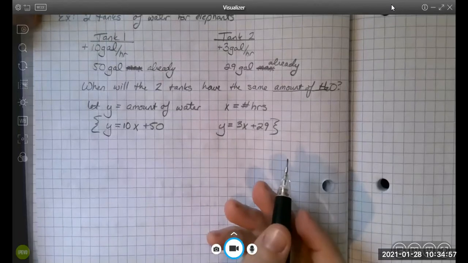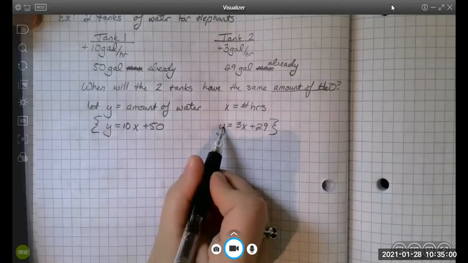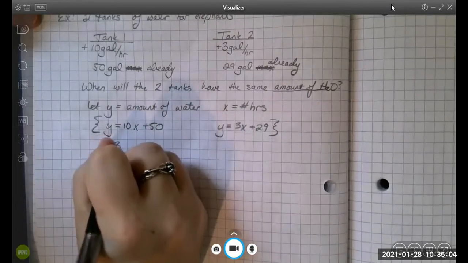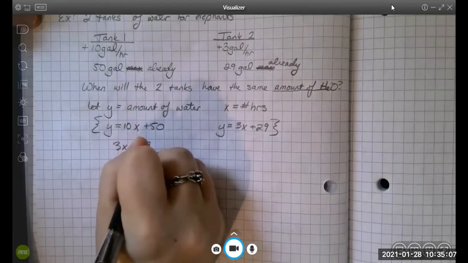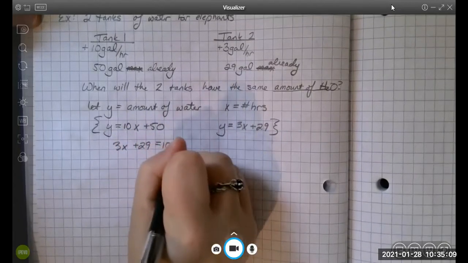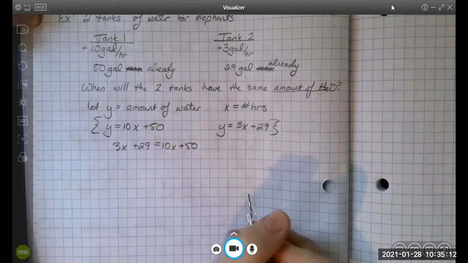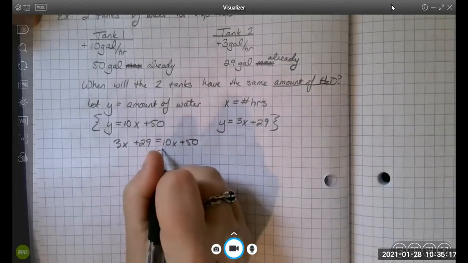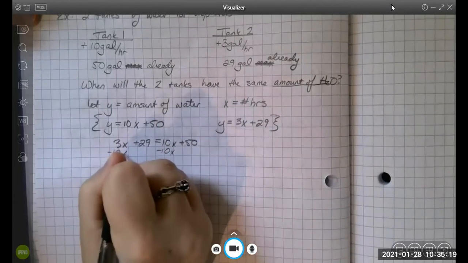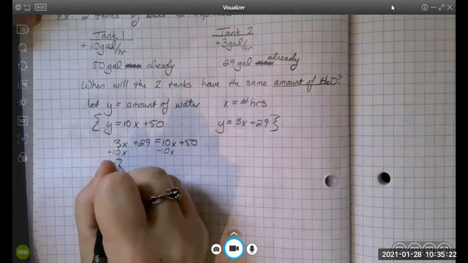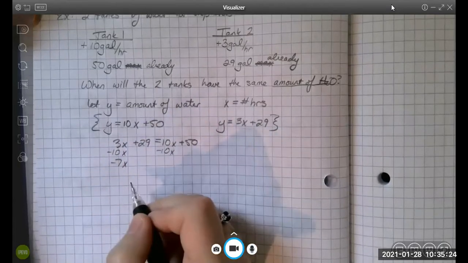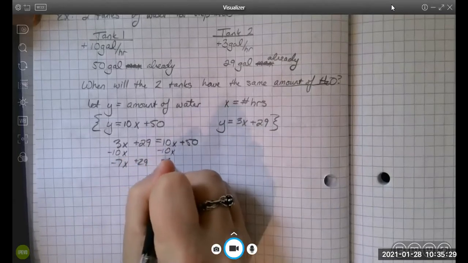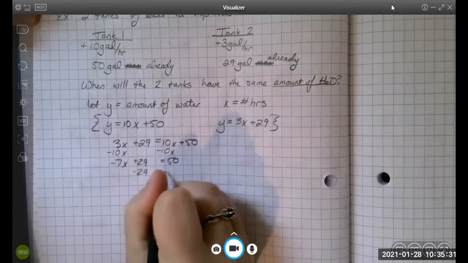I'm going to substitute because I can. I'm going to substitute because this Y equals this one. I'm going to replace this Y with this number. So now I have 3x plus 29 equals 10x plus 50. That's cool. So far, so good. I want to get all my x's on one side, so I'm going to subtract 10x from each side. And so now I have negative 7x. That negative makes me nervous. Does not make me happy. Plus 29 equals 50. Subtract 29.